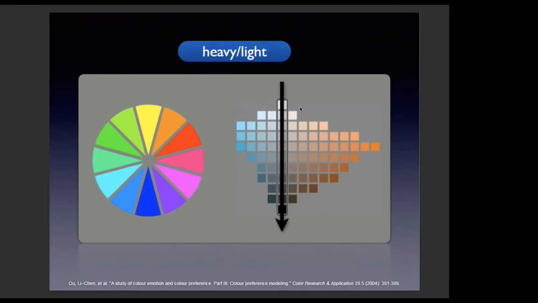But for me, I think heavy or light feelings of a color is related to lightness only. Because according to my experimental data, I just didn't see that strong connection between the feeling of heavy and light and other dimensions of color.